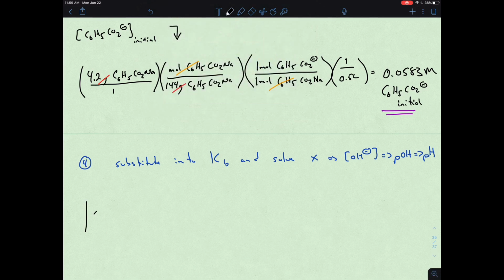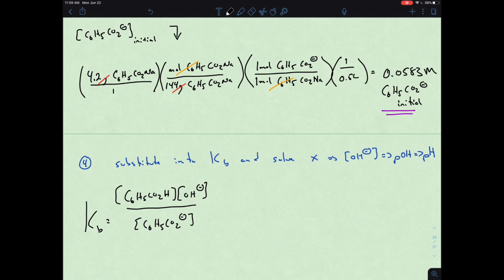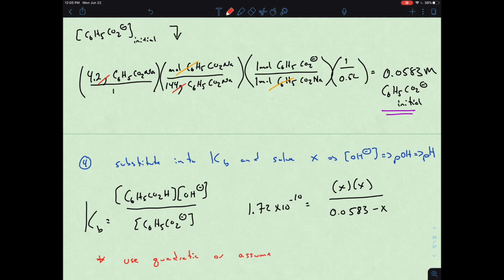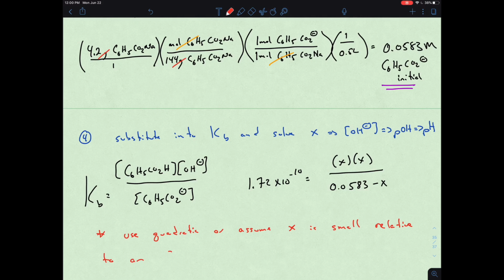So our Kb, just to refresh our memories, was the parent acid product times hydroxide over the conjugate base. We have that Kb of 1.72 times 10 to the negative 10th is then equal to essentially x squared in the numerator over 0.0583 minus x. So here we can, if we like, use the quadratic, or assume x is small relative to an initial concentration, which we can do here.